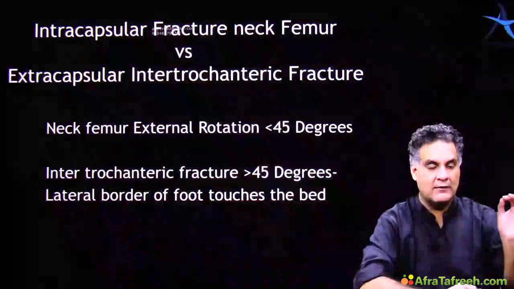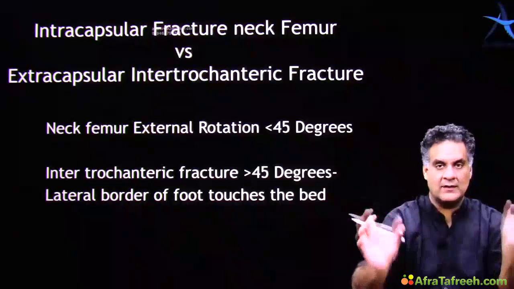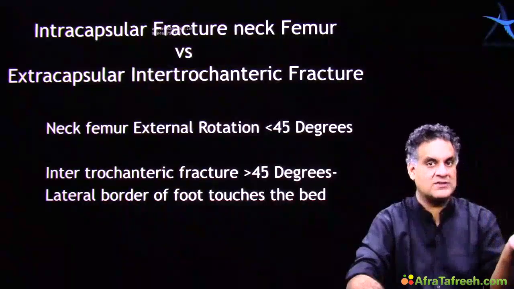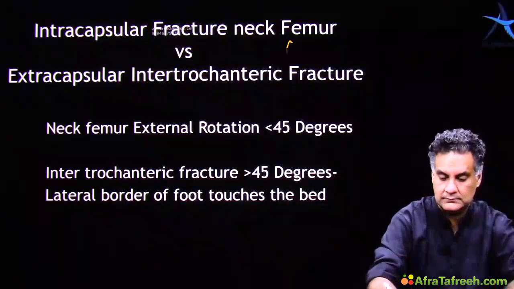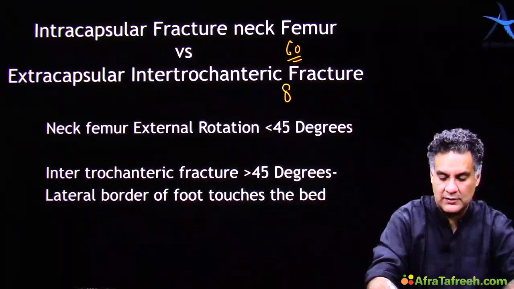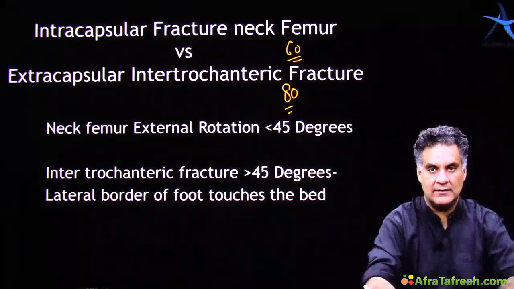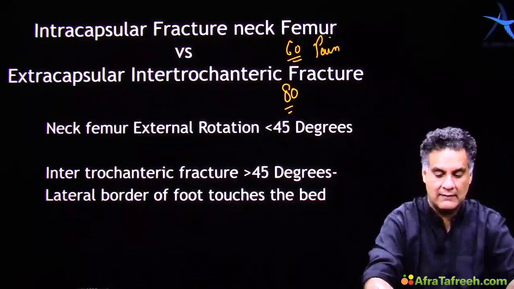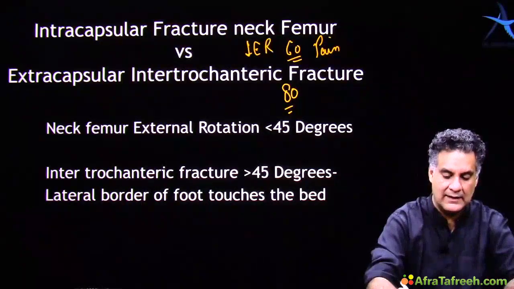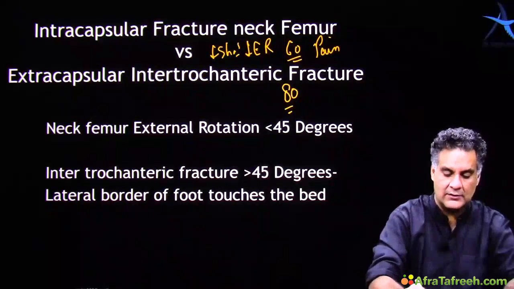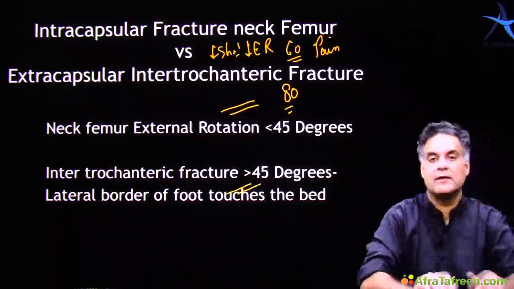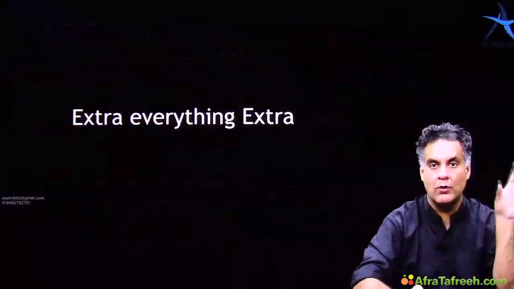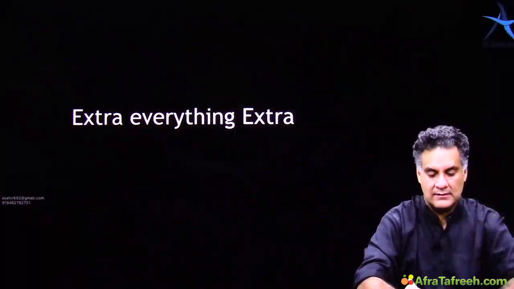So when I look at the neck femur and intertrochanteric, also called extracapsular fracture, the intracapsular fractures occur at a lower age. They usually present around 60. Extracapsular usually present around 80. Intracapsular have less pain, less shortening and less external rotation. Whereas intertrochanteric fractures have more external rotation. The lateral border of the foot touches the bed and they have marked shortening. So all the clinical features are more in extracapsular. So extra, everything is extra.